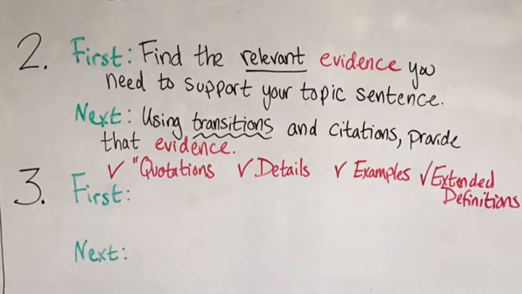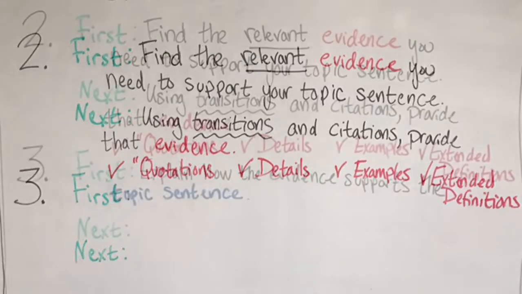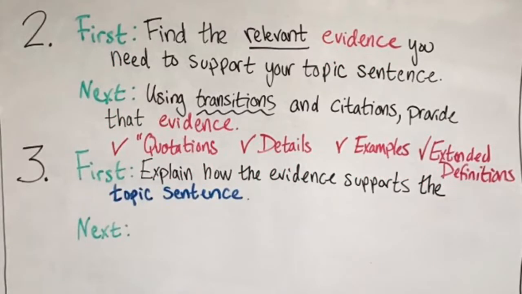Your third step is going to be explaining how this evidence supports the topic sentence. So that's really key. A lot of people forget to do that. Sometimes it's tempting for writers to provide a topic sentence, find some evidence, and then kind of leave it at that. But you really need to make that connection. Don't just dump your evidence in your paragraph and tell your reader, here, you tell me why it matters. Really do make that connection. Explain why or how the evidence supports your topic sentence.